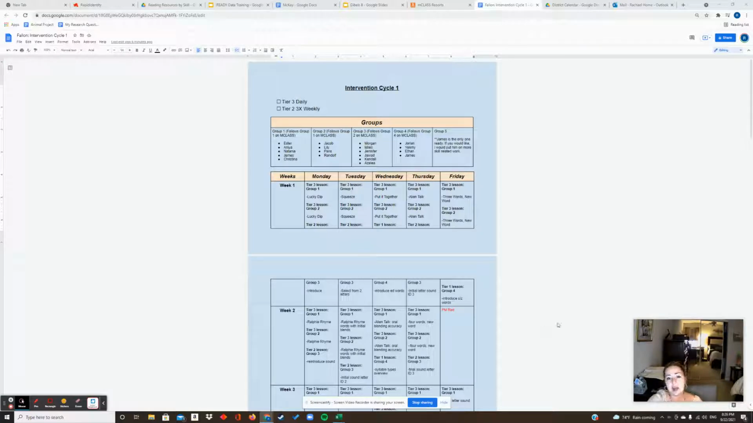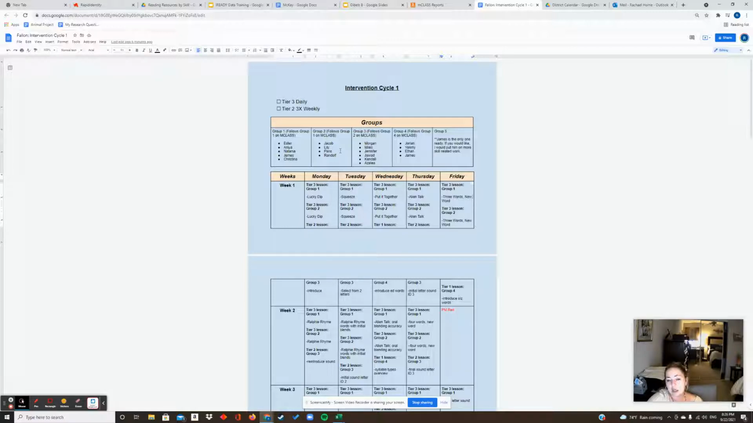So this is a sample, and I'm going to give you a clean sample, but this one has teacher data in it. This is Miss Fallon's. So some things I want to highlight. The first is the actual groups here. I went to the mClass suggested groups and took it from there.